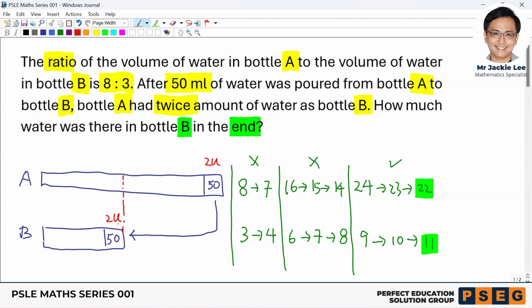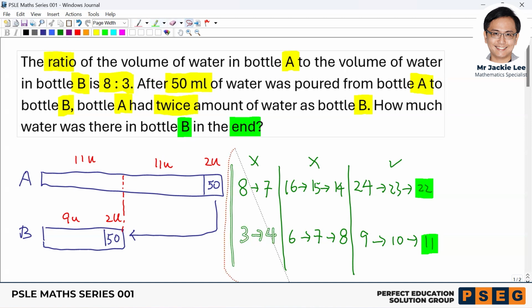Now towards the end, B has 11 units. Starting should have 9 units. So this one should be 9 units. Add together, this will be 11 units. Due to 2:1, A is expected to be another 11 units. So far, okay, am I right? Now after that, we can start to do the calculation.